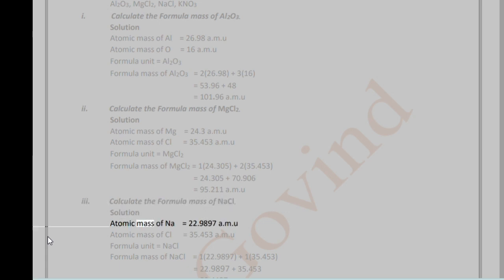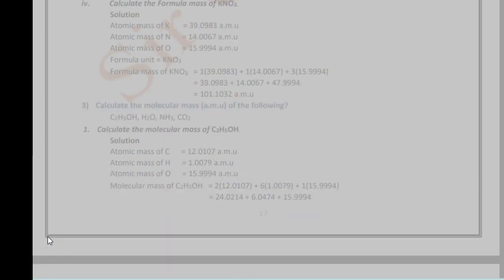3. Calculate the formula mass of NaCl. Solution: atomic mass of Na equals 22.9897 a.m.u. Atomic mass of Cl equals 35.453 a.m.u. Formula unit equals NaCl. Formula mass of NaCl equals 1 × 22.9897 + 1 × 35.453 equals 22.9897 + 35.453 equals 58.4427 a.m.u.